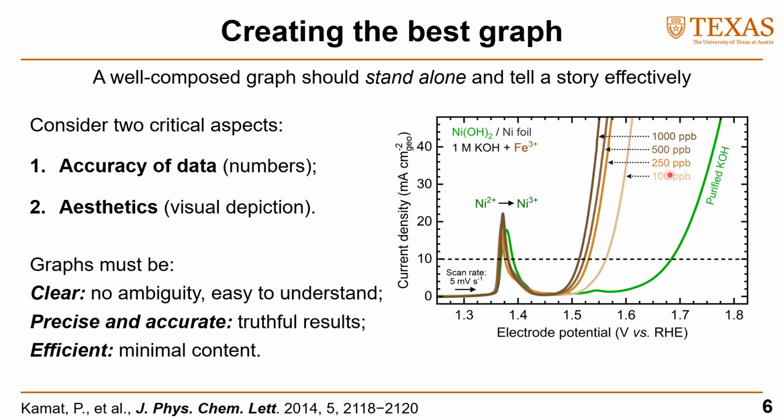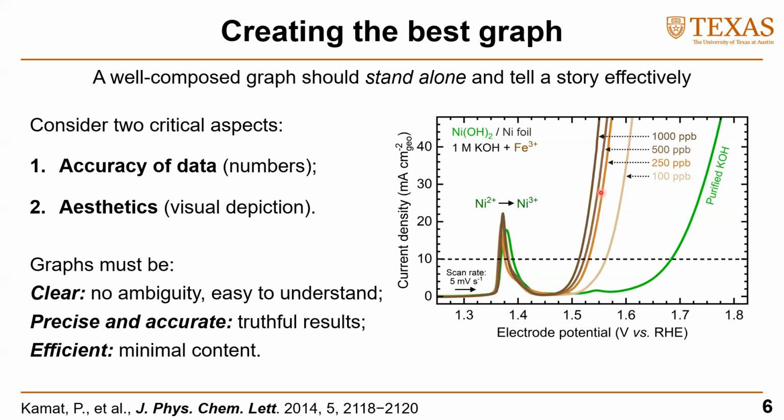And as we can see here, it seems like something is changing. We're increasing the concentration of something. And if we look at this label here, we can see that, oh, we have 1 molar potassium hydroxide plus iron. And by looking at these colors, we can see, oh, it is changing the concentration of iron in these measurements. Okay, we can see some labels that are telling us, oh, the scan rate, how fast we scan the potential, is 5 millivolts per second. We can see that there is a control sample that is purified KOH.